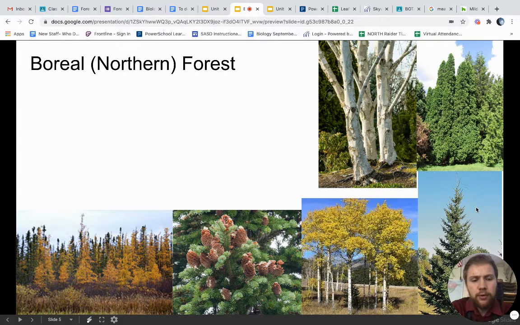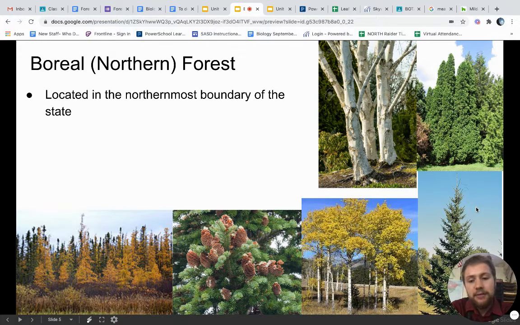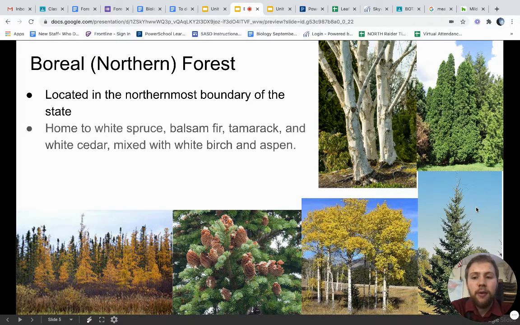So a boreal or northern climate is essentially identified by having a large percentage of conifers. It is located in the northernmost boundary of Wisconsin, and we're going to see what counties it is in on the next map. It is home to white spruce, balsam fir, tamarack, white cedar. These are all conifers, mixed with some white birch and some aspen, so a couple deciduous trees as well. But the majority is going to be conifers.